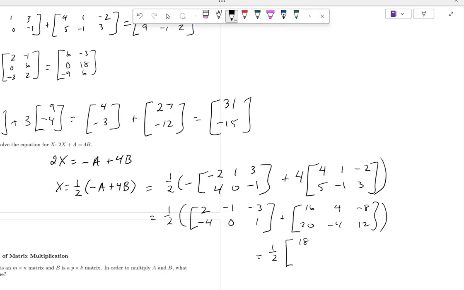Good. All right, we just add each entry. And again, notice we had those in parentheses, so that was why I did the addition before we multiply by the 1/2. And then finally, we'll take the 1/2 and multiply it through everything. We'll have a 9, a 3/2, a -11/2, an 8, a -2, and a 13/2 when we're done.